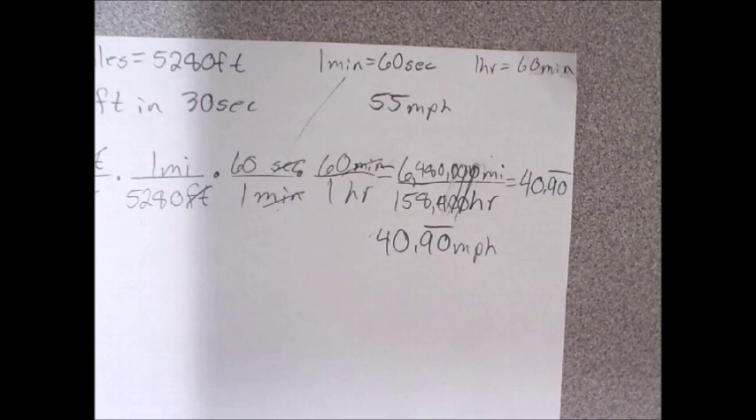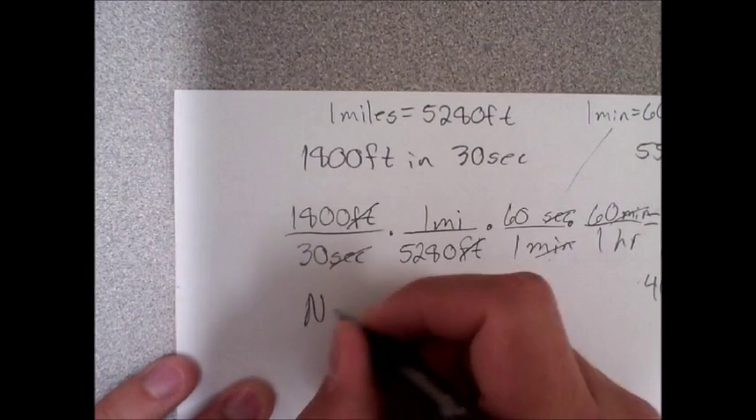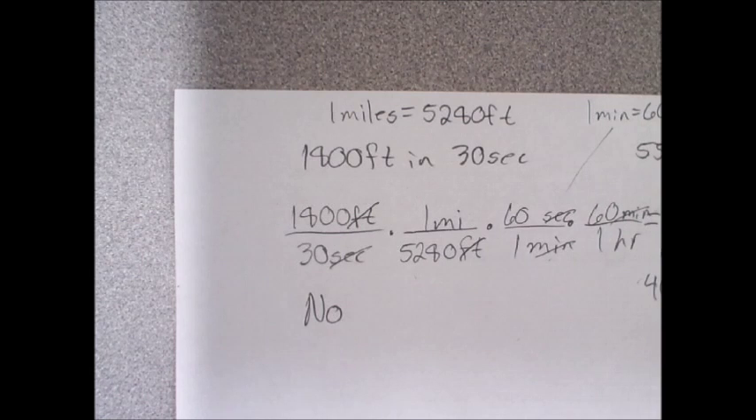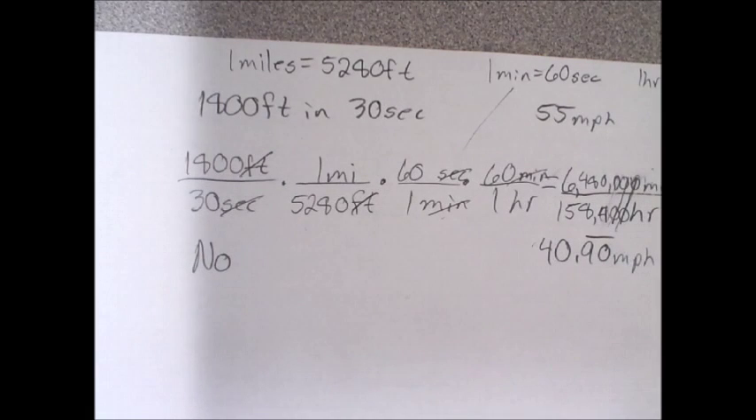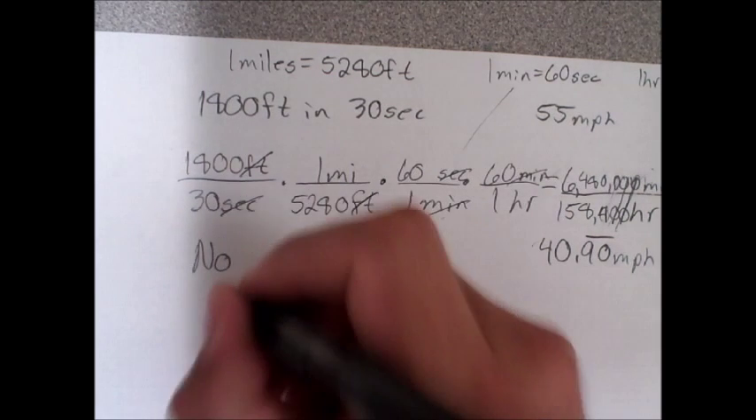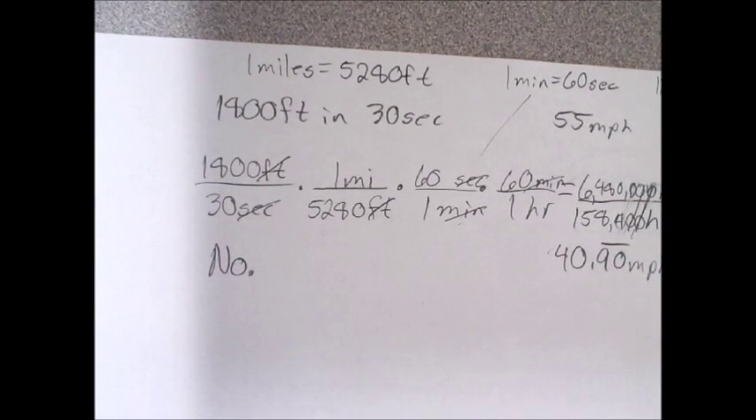So, to answer the question, it says, was the car speeding? No. Simple, right? If it asks you to elaborate on that, you say no. The car was doing approximately 41 miles an hour, which is 14 miles below the speed limit, right? So, he actually could get a ticket for going too slow. Did you know you could get a ticket for going too slow?